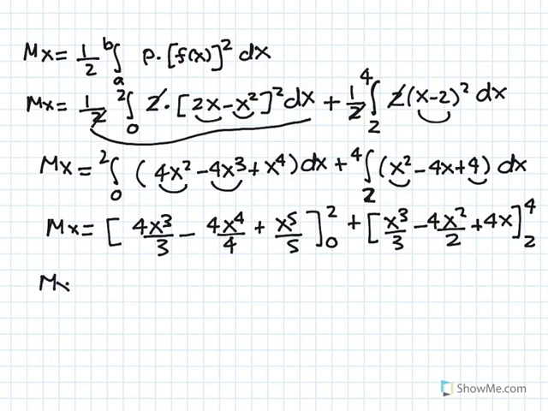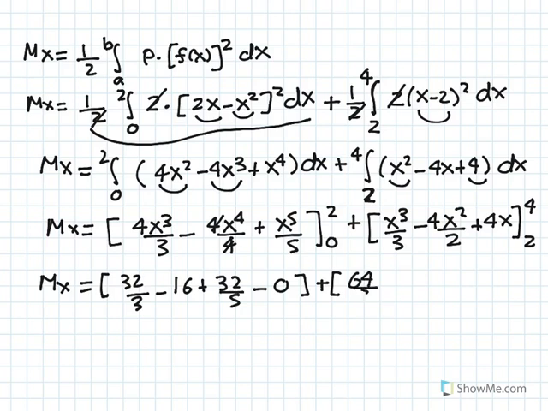So we have to be pretty careful, a lot of fractions here. 2 cubed is 8 times 4, we get 32 over 3. Minus, these 4's cancel out, 2 to the 4th is 16. Plus 2 to the 5 is 32, divided by 5. Subtract 0, because plugging 0 in gives all 0. Plus, now put 4 in: 4 cubed is 64 over 3. Minus, 4 squared is 16 times 2 is 32. Plus 4 times 2 is 8. 4 times 4, that's 16.